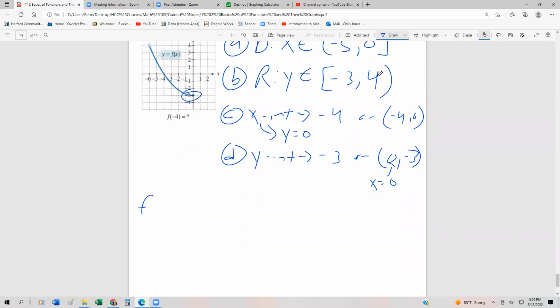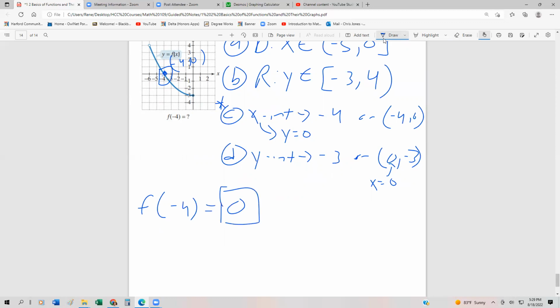Finally, we need f at -4, and we've already found that, believe it or not. So we just go to the graph where x is equal to -4. We see right here, and notice that the point is going to be (-4, 0), which we actually found as an intercept in part C. And so f at -4 is going to be 0.